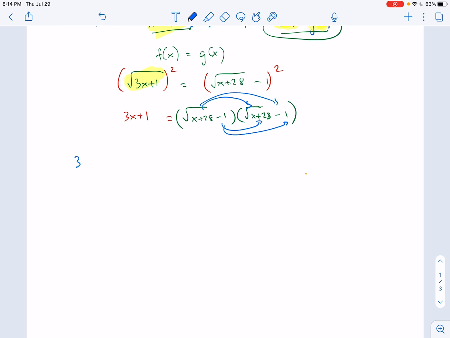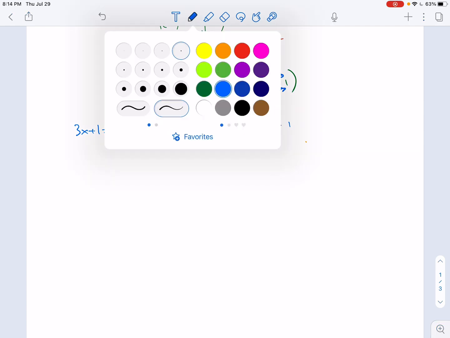Left-hand side remains the same. Right-hand side, we have the square root of x plus 28 times the square root of x plus 28. Maybe write this step to remind yourself that this is just squaring the first term. Then as you FOIL, you get a negative square root of x plus 28, and another negative square root of x plus 28, and then negative 1 times negative 1 is plus 1.